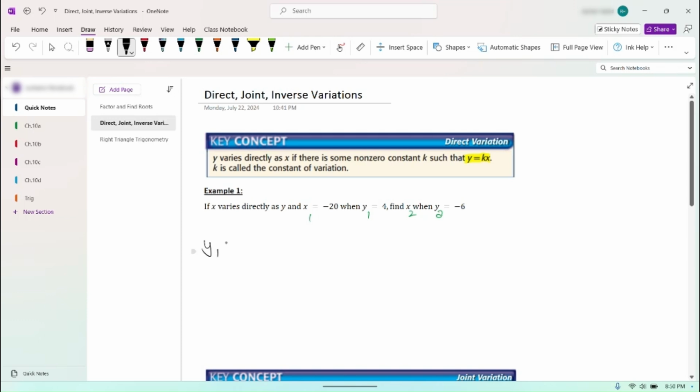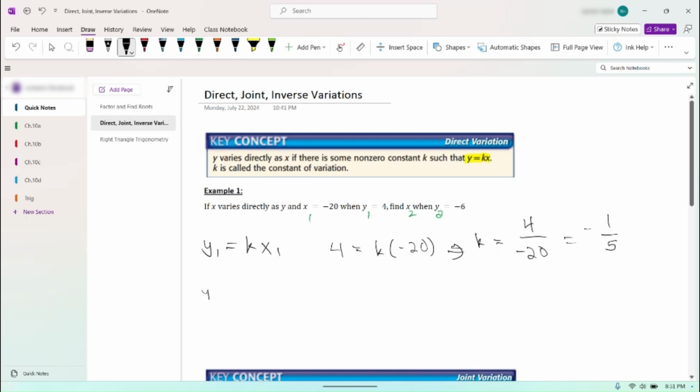y1 equals kx1. So we have 4 equals k times -20. So k equals -20 over 4. Oops, I did this wrong. This should be k equals 4 over -20, which equals -1/5. The negative doesn't matter whether it's in the numerator or denominator, and when we reduce 4 over 20, we get 1/5. So we solved for k, and now I'm going to plug this k into the second batch of numbers.